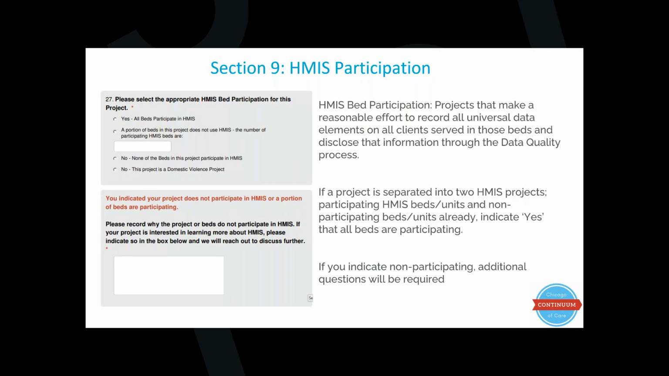If a portion of the beds participate, we do ask that you put in what portion of those beds are participating. So if you select 10 single beds, but only 5 of them are participating and the other 5 are not, you'll indicate 5 as being your participating beds. If your project is participating in HMIS and none of your beds are participating, you are going to be asked to fill out the text box in the next question because we really want to understand why that is.